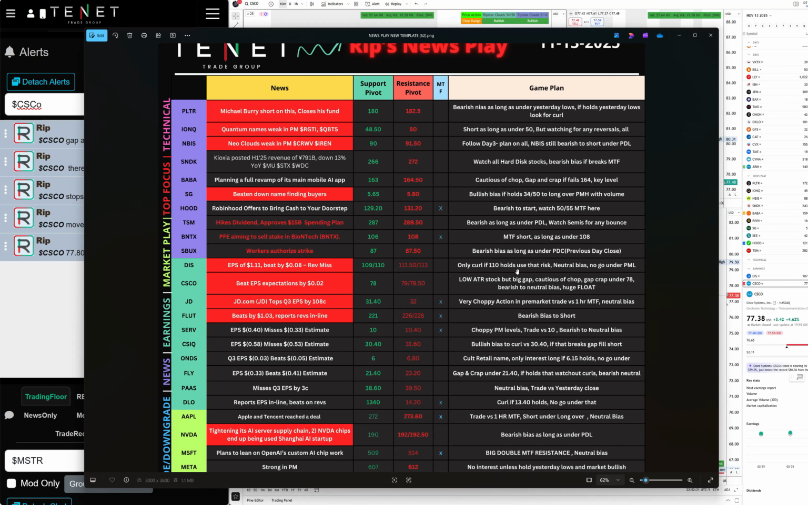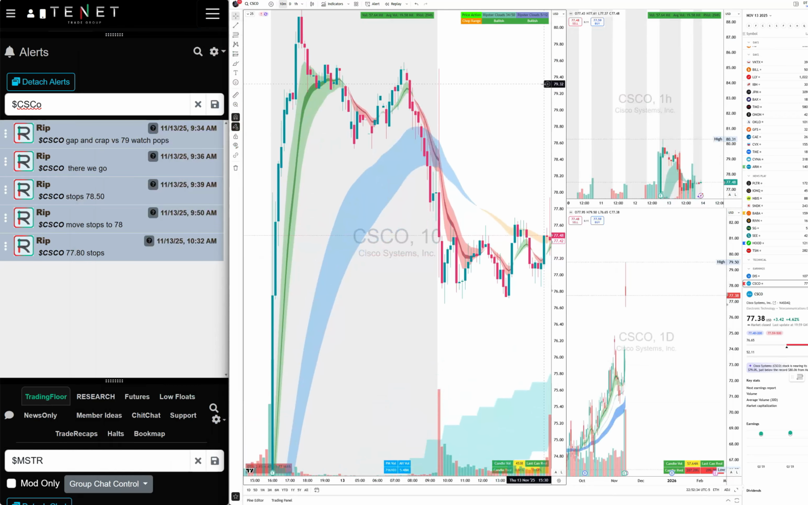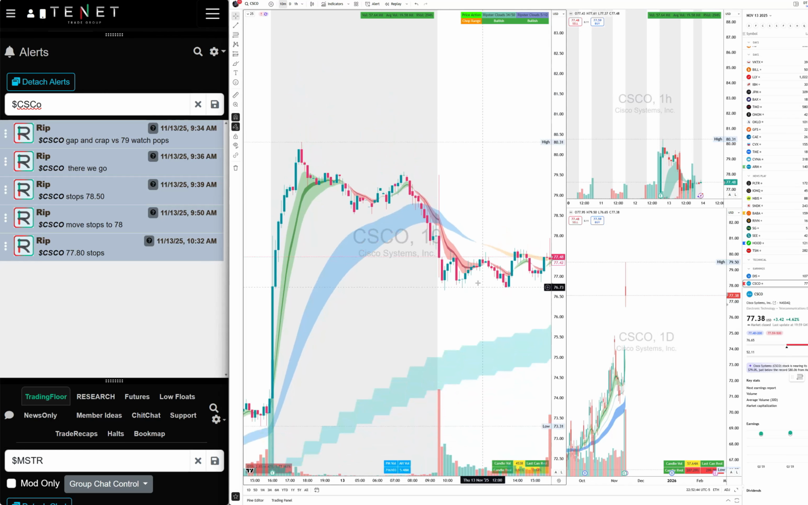Disney, we had Disney also, I didn't show you the pre-market plan, but that was our pre-market plan. The Cisco plan was low ATR, cautious of chop, gap and crap under 78. Huge float. So as soon as it breaks 78, you take this short, you flush it to 76.80, you make a dollar short, it bounces, you make another dollar short, and then you get out when it pops, right? So this will happen.